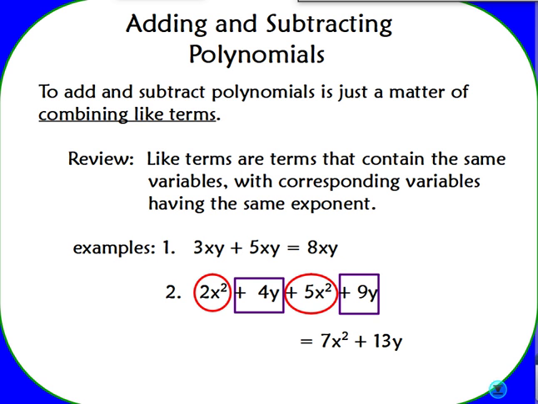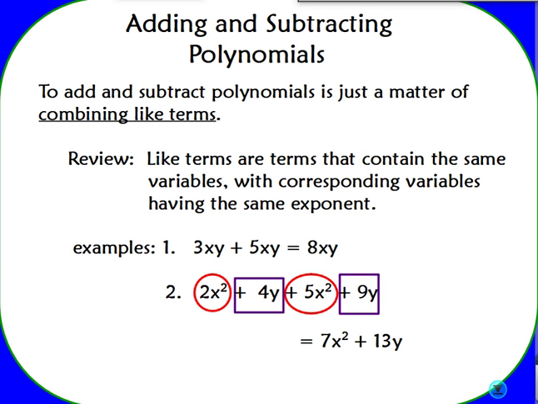Example, 3xy plus 5xy both have x and y. The x has the invisible 1 as the exponent, and the y's have the invisible 1 as their exponent as well. 3xy plus 5xy gives you 8xy.